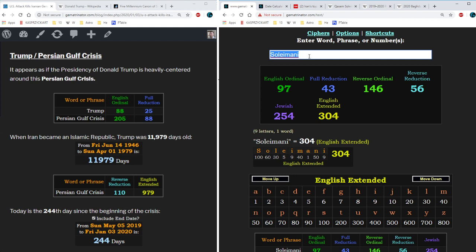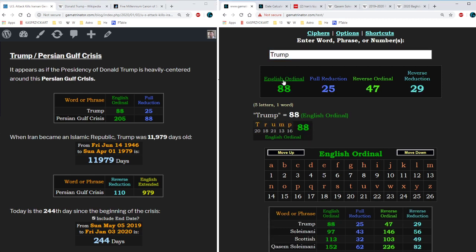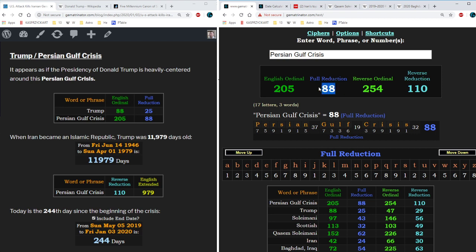And just to blow your minds a little bit more here, it seems like the presidency of Donald Trump is heavily connected to this Persian Gulf crisis, and it may be his defining moment going forward as he attempts to seal a second term. Notice how in our two most basic ciphers, the name Trump sums to 88 ordinal and 25 in reduction. Extremely similar to the Gematria of Persian Gulf crisis, which equals 88 in reduction and 205 in ordinal.